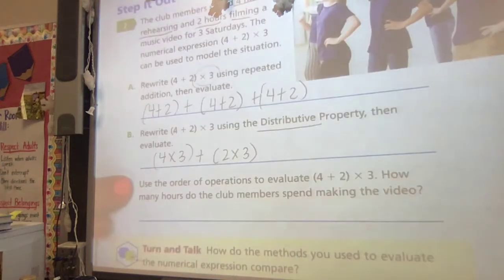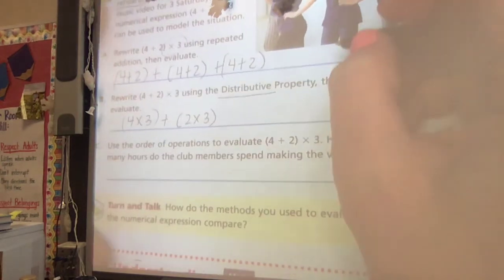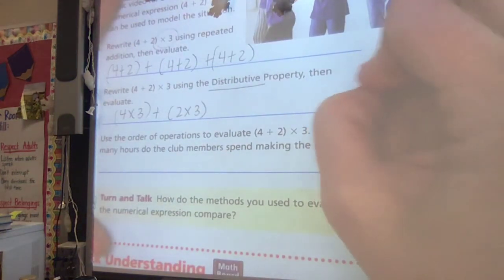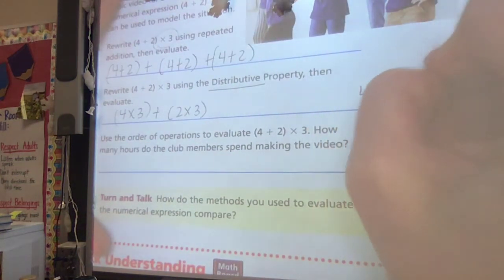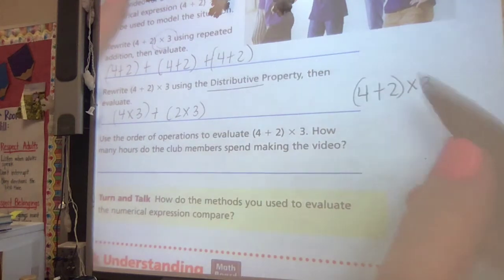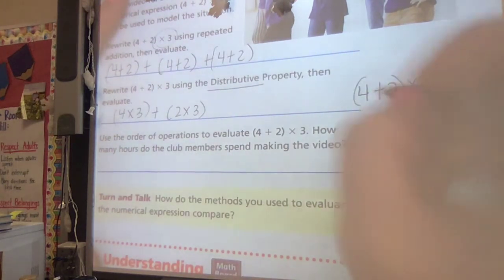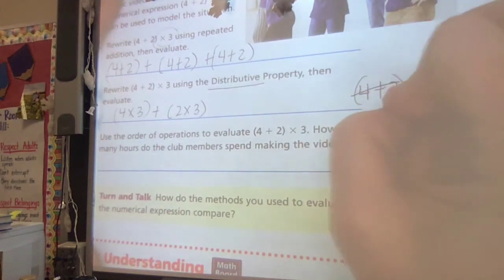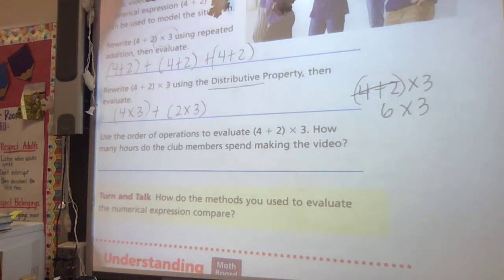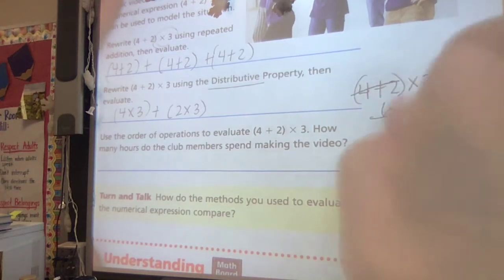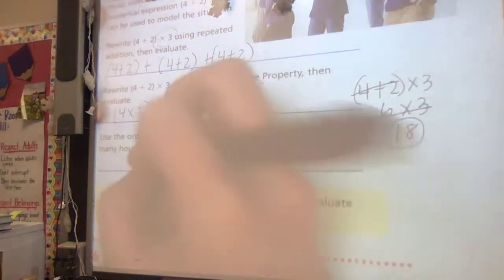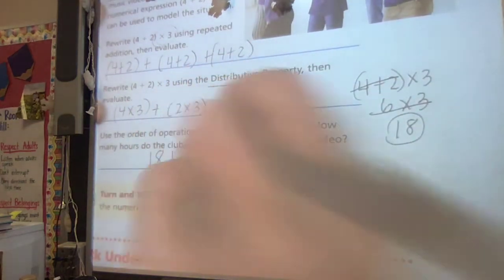So let's use the order of operations to evaluate this. So I'm going to write this over here. All right. And I'm going to look and I see parentheses, so I know I do that first. And I know 4 plus 2 is 6. I'm going to mark it out. And then I'm left with 6 times 3. I know that's 18, and that's my answer. So they spend 18 hours. Wow.